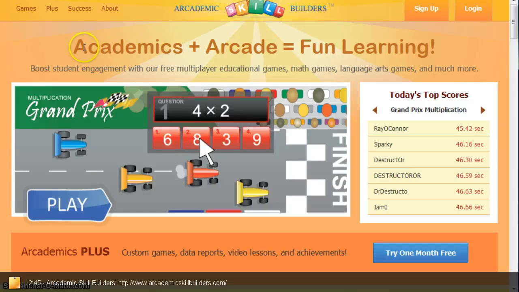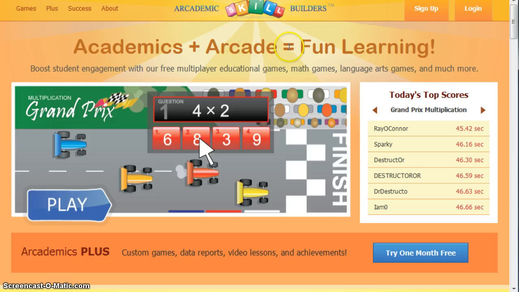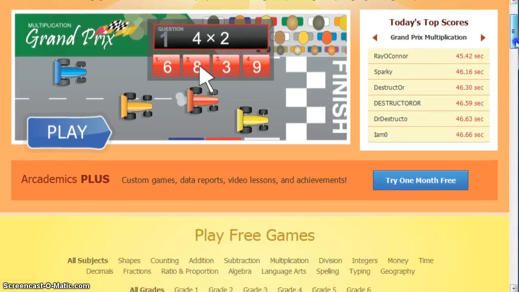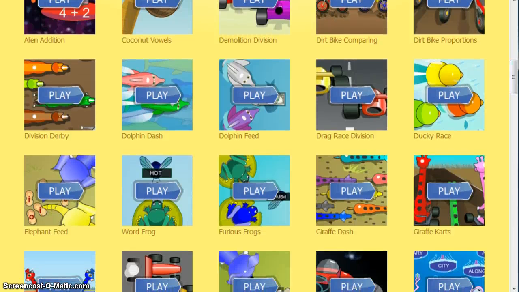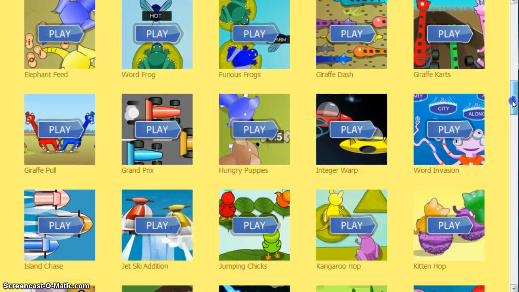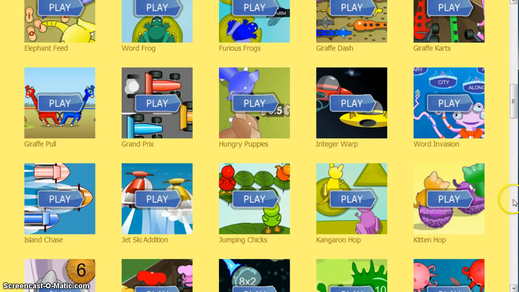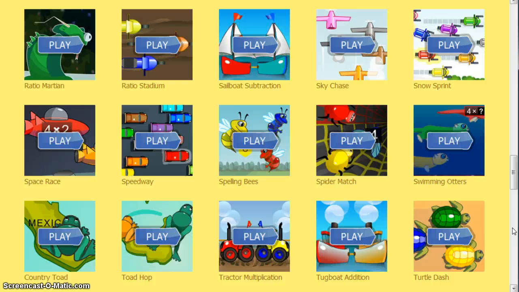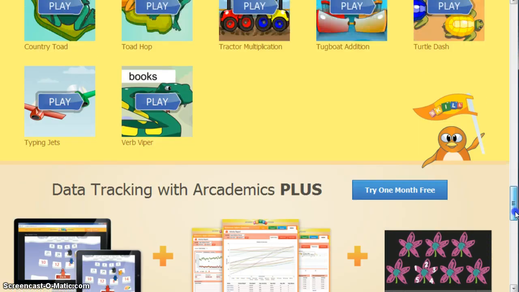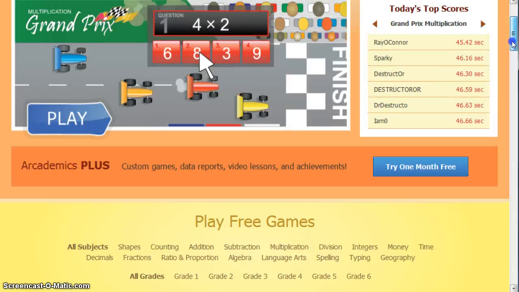First, their interesting name. It's Academics plus Arcade equals Fun Learning, and thus Academics. If we scroll down here and look at the whole list, we can see there's quite a number of games. Keep scrolling a bit more. This is a combination of both math and language arts games. So check out a few more. I find it's much easier to go in on here by subject. They also do break it down by grade, as we can see at the bottom.